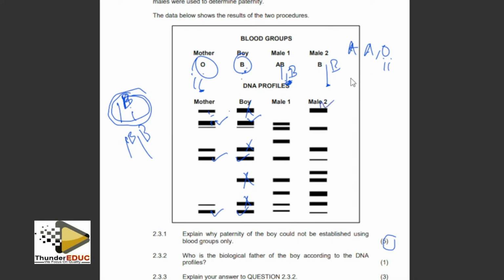Okay, this one, yes, it matches. You see, this one matches with this. This one is matching this. That's why we say that individual 2 is the father. Male 2 is the father of the boy, because the remaining bands of the boy have matched with male 2. All right.